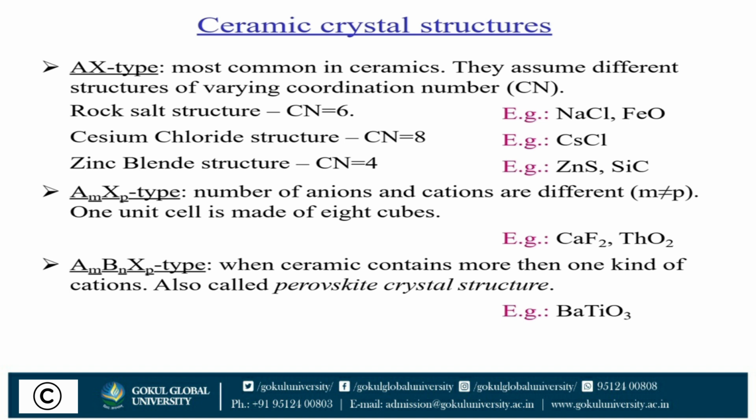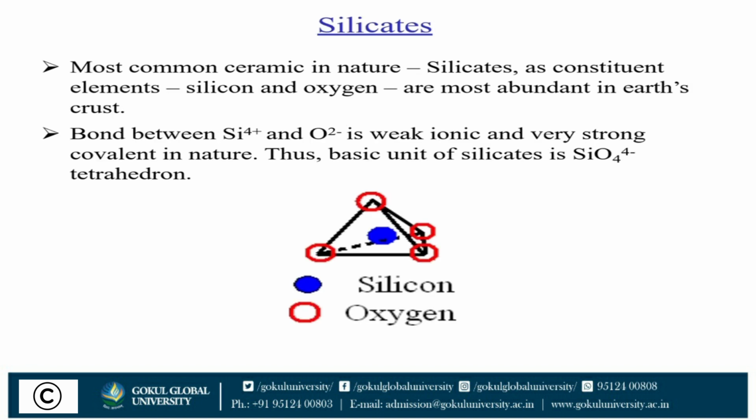Those atomic structures or atomic packing factors are not equal, then you have to see examples. At this time CaFeO and ThO2 are the examples. When the ceramic contains more than one kind of cation, it is also called a perovskite crystal structure, as in BaTiO3. Silicates: those silicates are the most common ceramics in nature.